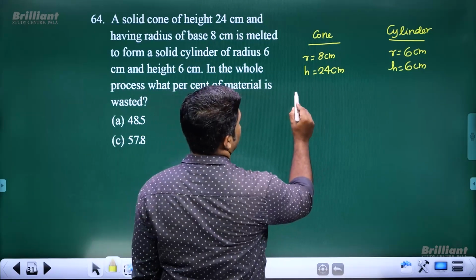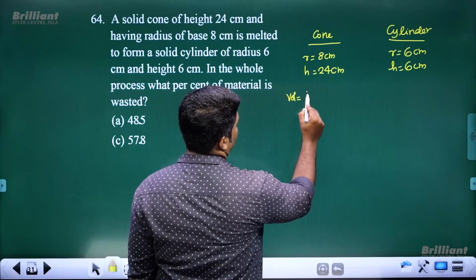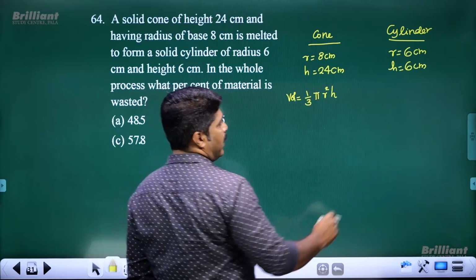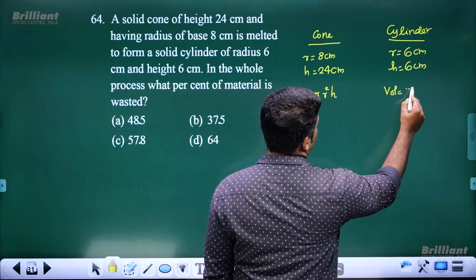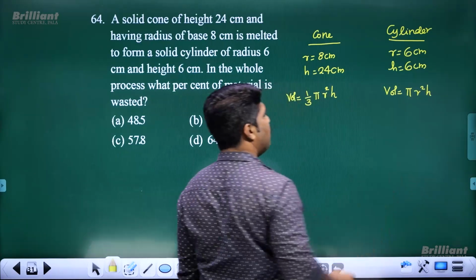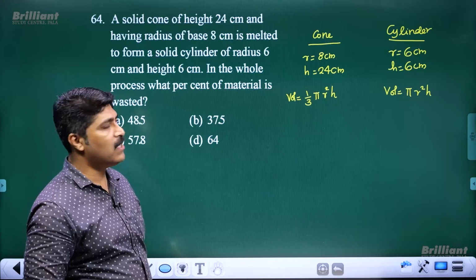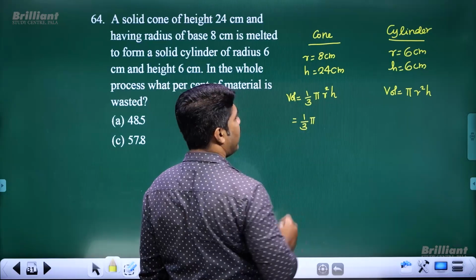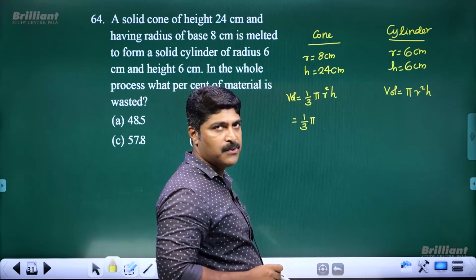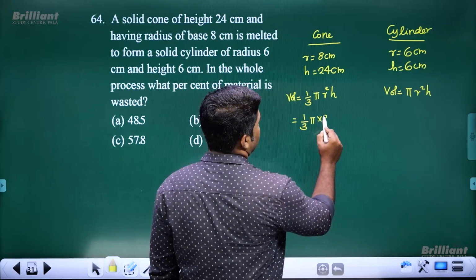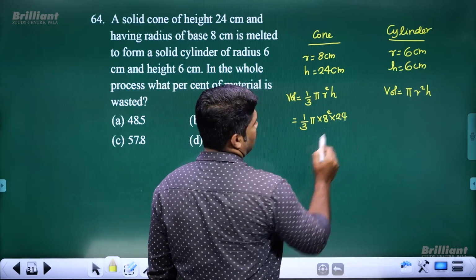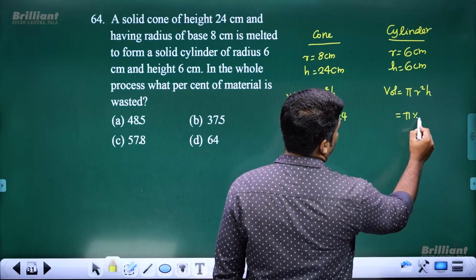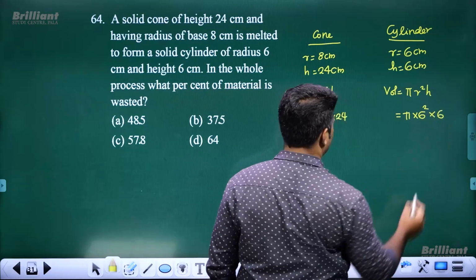So here this is volume. That is 1 by 3 pi r square h. Here volume is pi r square h. Don't forget, in both the cases r and h are different. Here this is 1 by 3 pi. Keep pi in that form itself, because on the right side there is also the same pi. But this is 8 square into 24 pi r square h. Here this is pi into r square, that is 6 square into 6.